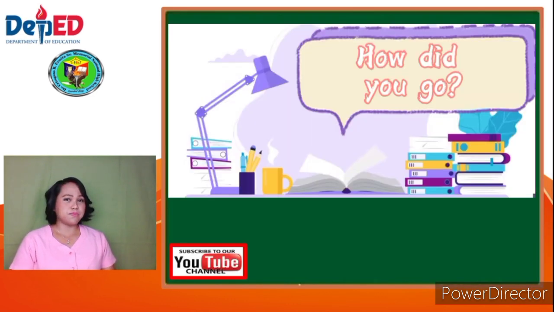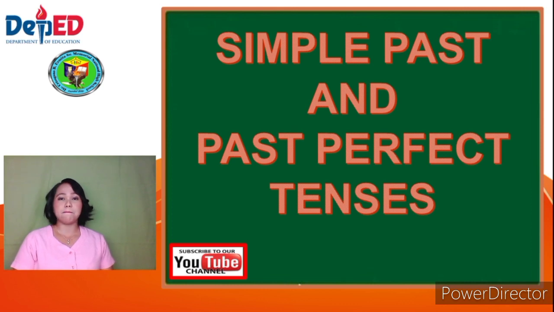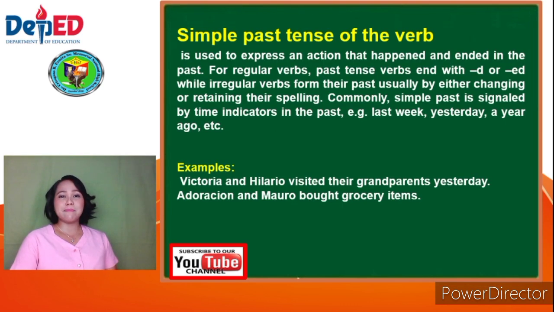How did you go? Do you now understand how to determine simple past and past perfect tenses? Don't worry, we are going to talk about it further. Simple past and past perfect tenses. Simple past tense of the verb is used to express an action that happened and ended in the past. For regular verbs, past tense verbs end with D or ED, while irregular verbs form their past usually by either changing or retaining their spelling.